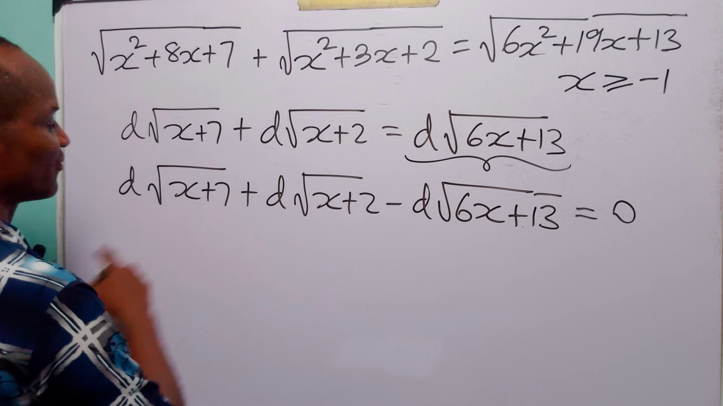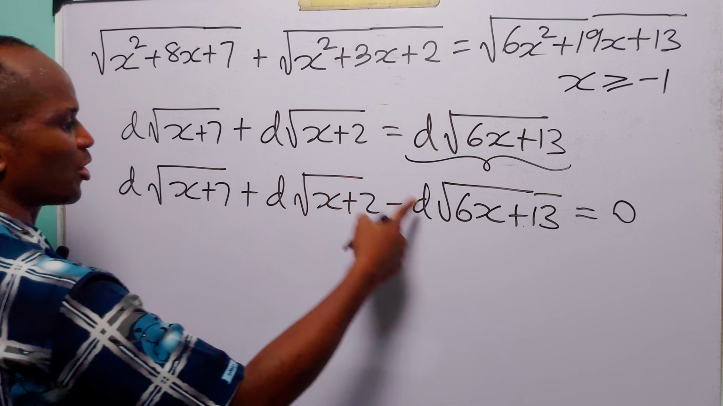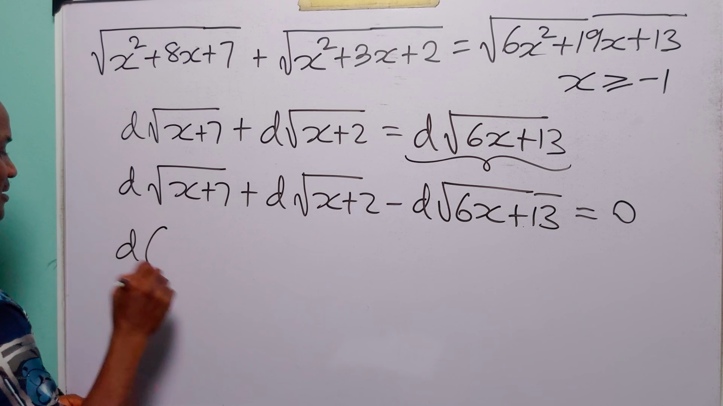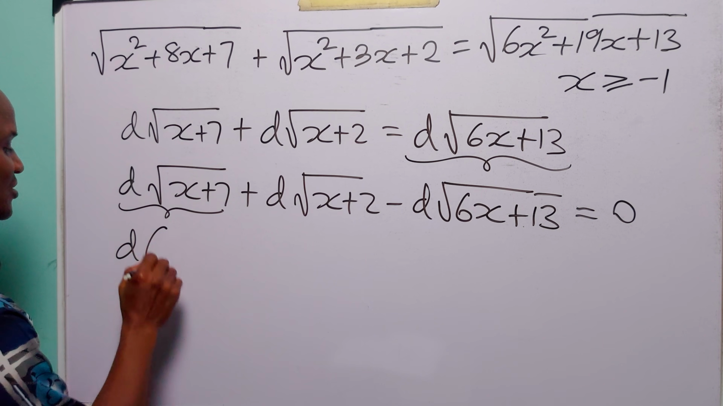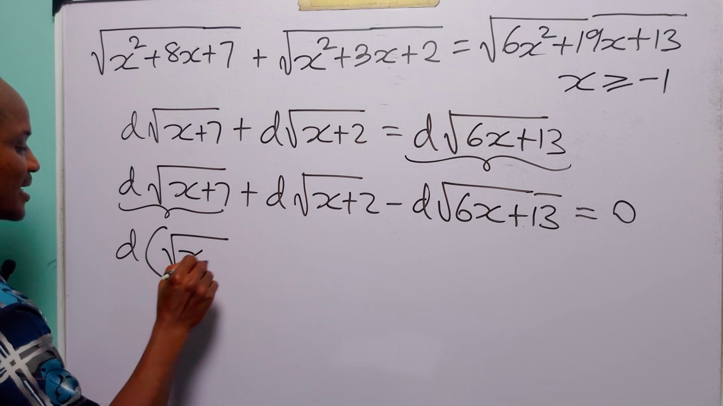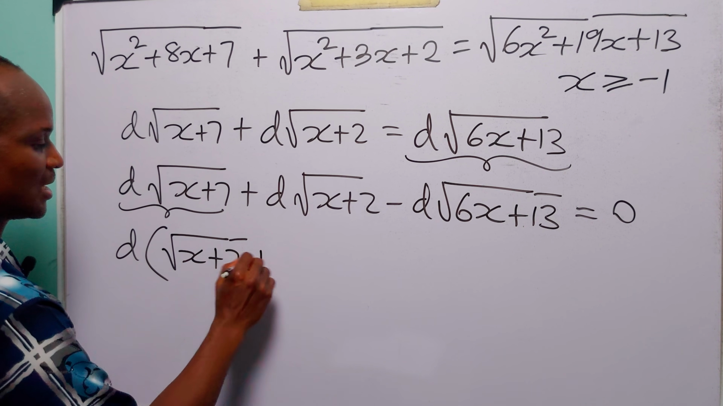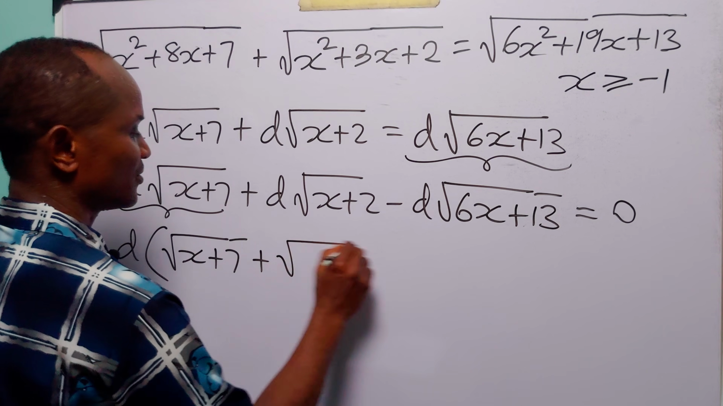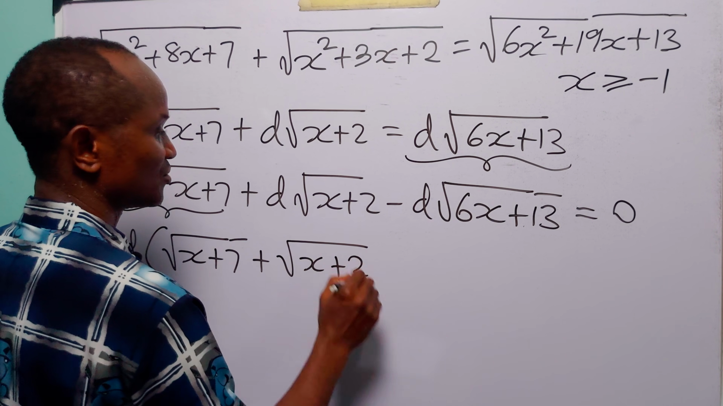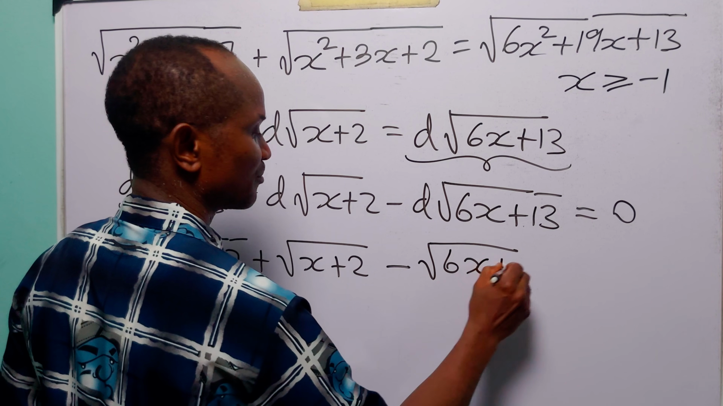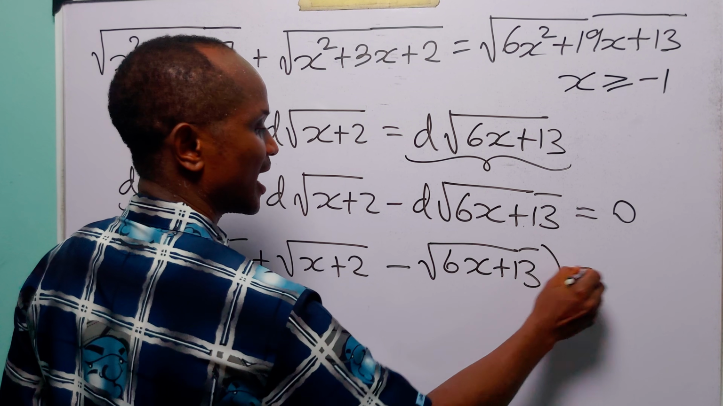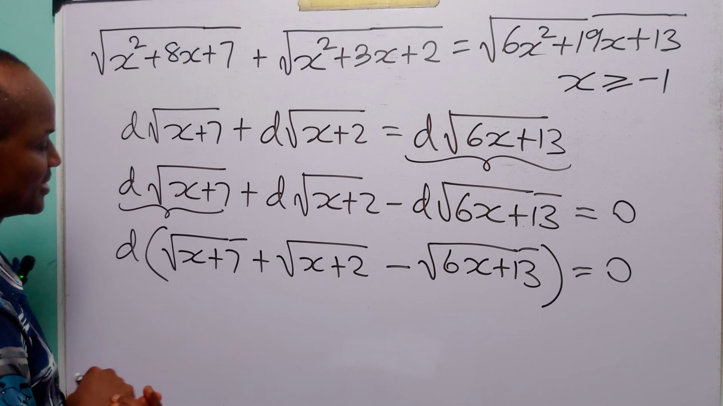And of course, we can factorize this. We have a common factor, which is d. Now, this divided by d, of course, is going to give us the square root of x plus 7. Here we have the square root of x plus 2. And here we have the square root of 6x plus 13. And of course, this is equal to 0.